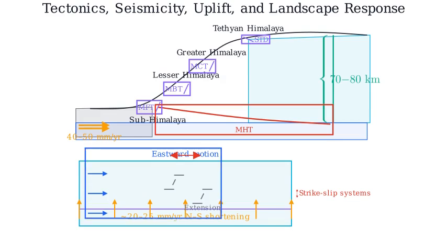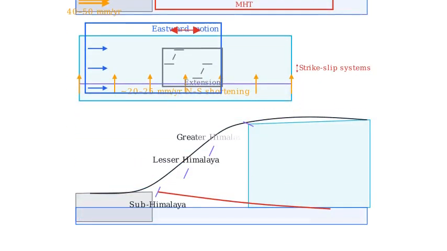This eastward motion is often called continental escape. Normal faults within Tibet show that the high plateau is also stretching as it remains thick. The region is very seismic.